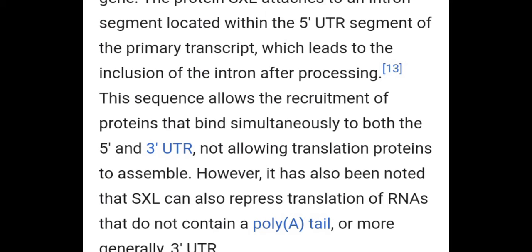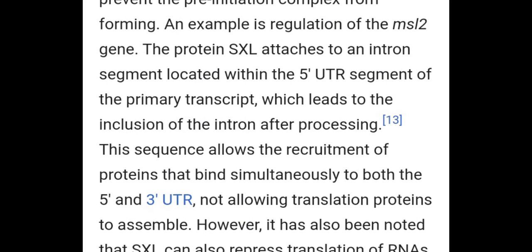Okay, so simple thing. SXL interacts with the MSL2 gene. How does it interact with the MSL2 gene? How does it regulate the MSL2 gene? It binds to the 5' UTR of MSL2 mRNA. The 5' UTR is located in one of the introns. It binds and it leads to including that intron even after processing. Inclusion of the intron within the mRNA still after processing.